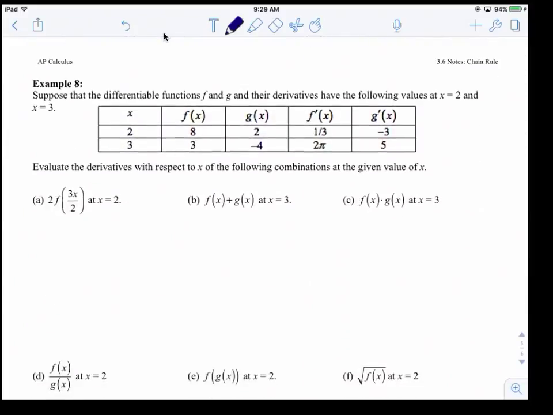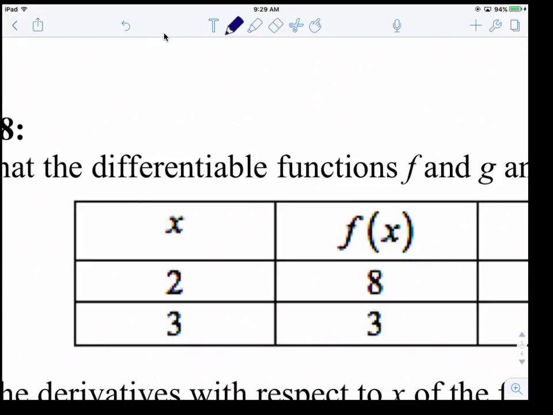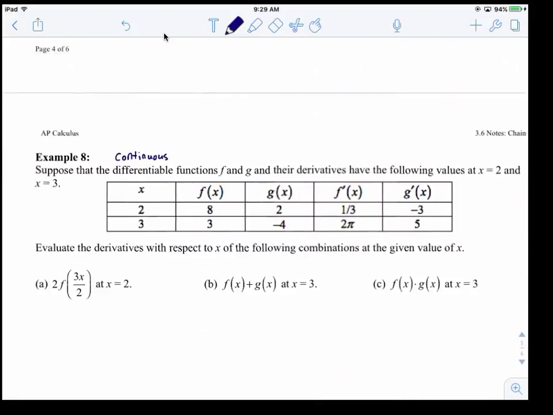All right. So the next one says suppose that the differentiable functions f and g and their derivatives have the following values. If it's saying that it's differentiable, what else do you know? Evaluate the derivatives with respect to x at the following combinations at the given value of x. It just means you can find the derivative at those values.